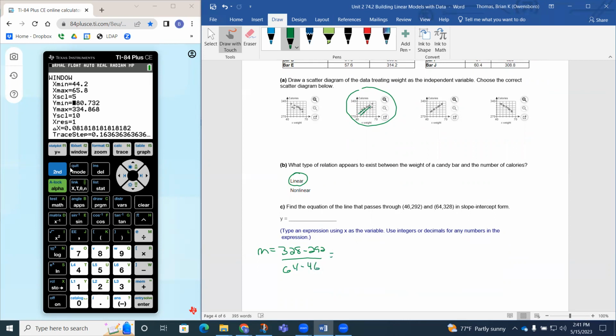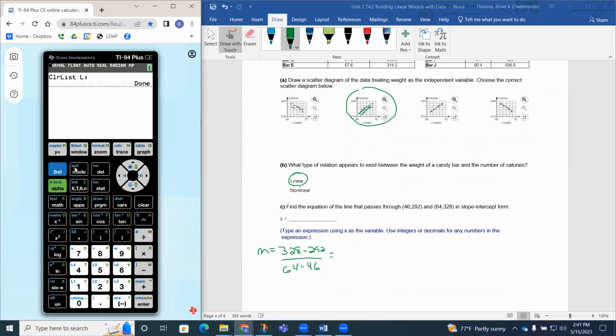Quit is right above mode. Clear that off. So I have 328 subtract 292, and on the bottom I have 64 take away 46. Then if you highlight this 36 and hit enter, it'll copy it. And if I want to divide by, highlight the 18, it'll copy it down. So 36 divided by 18, that will probably still just be 2. So our slope is going to be 2.